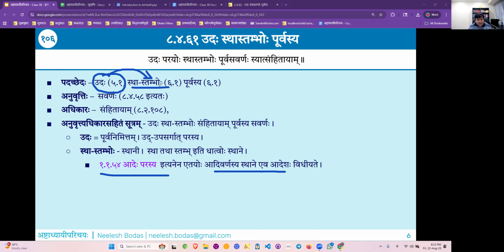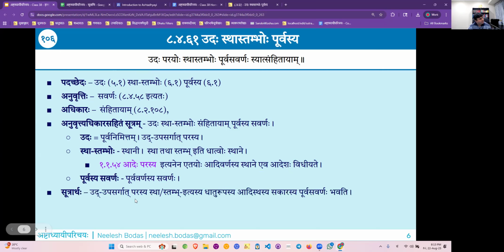So Udaha Stha Stambhoho Purvasya would actually mean Stha Ityasya Sthane Purvasavarnaha Bhavati. The entire Stha will be replaced. That's the verbatim meaning of the Sutram. But how is it to be interpreted? Adev Parasyatirena Adivarnasya Sthane eva atra Adeshaha Vidhiyate. Ataha Uda Ityasmat Parasya Stha Tatha Stambha Ityetayoho Prathama Varnasya Ityukte Sakarasya Purvasavarnaha Ityukte Purvavarnasya Savarnaha Jayate.